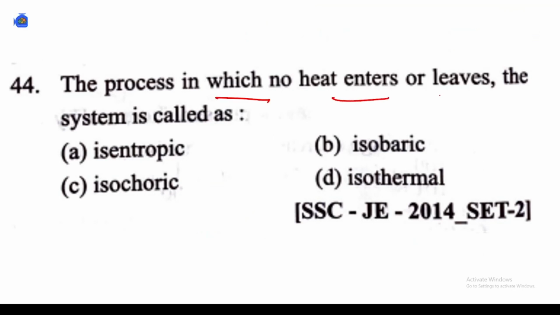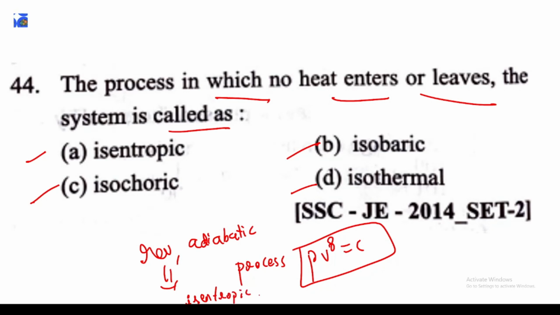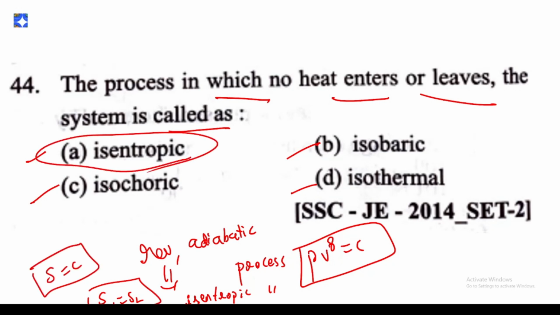The process in which no heat enters or leaves the system is called as option A isentropic, option B isobaric, option C isochoric, and option D isothermal. So just now we have seen that the process in which no heat enters or leaves through the boundary is called as reversible adiabatic process. PV power gamma equal to constant. This is otherwise called as isentropic process, or I can say entropy remains constant. So option A is the correct answer.